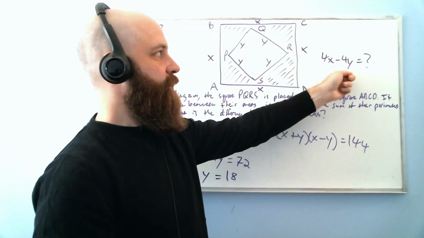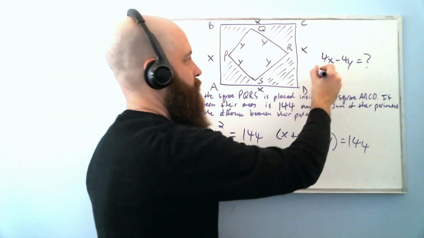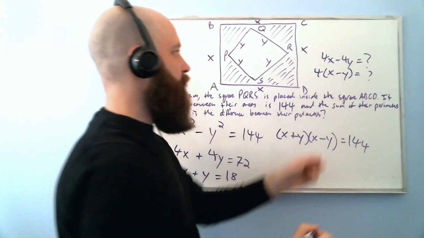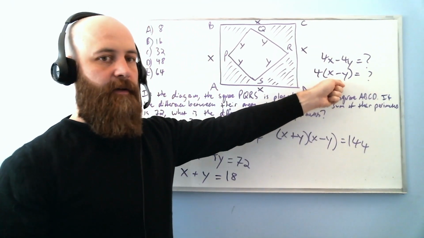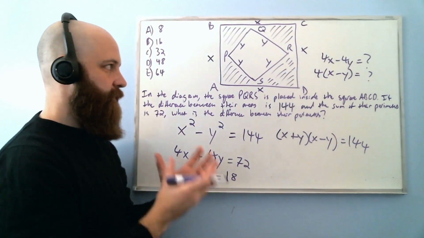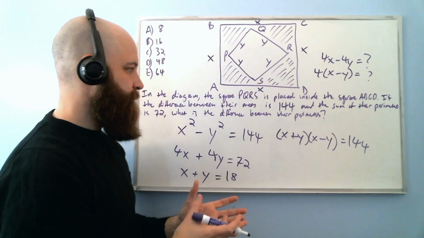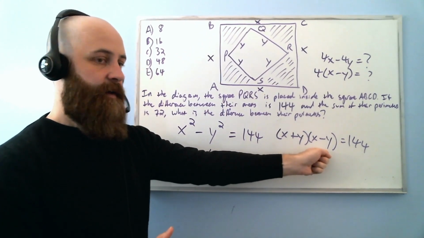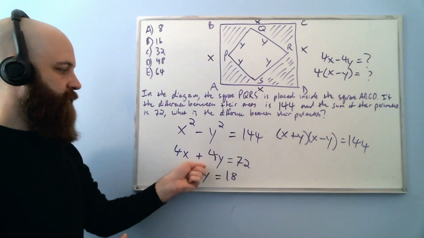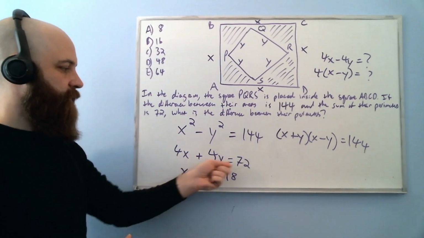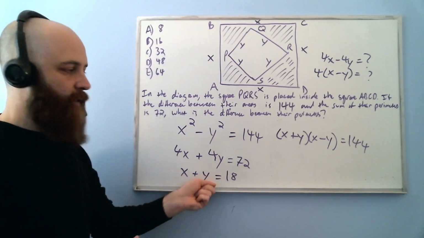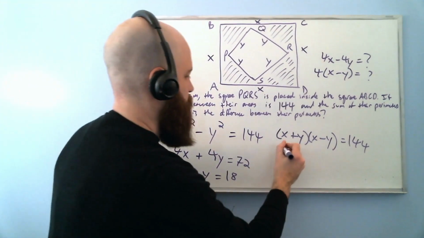I'm looking for 4x minus 4y, but could I simplify that to make my life easier? If I factor out the 4, notice that if I find x minus y, I can find 4x minus 4y. So really, I could simplify my goal to solving for x minus y. Here's x minus y, and if I knew x plus y, I could get it. That's what we found over here. Essentially, if we know the sum of the perimeters is 72, we can simplify that to say x plus y is 18. So let's proceed with what we figured out.